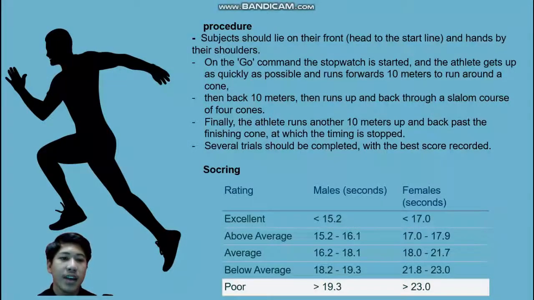through the slalom course of 4 cones. Finally, the athlete runs another 10 meters up and back past the finishing cones, at which the timing is stopped. Several trials should be completed with the best score recorded.